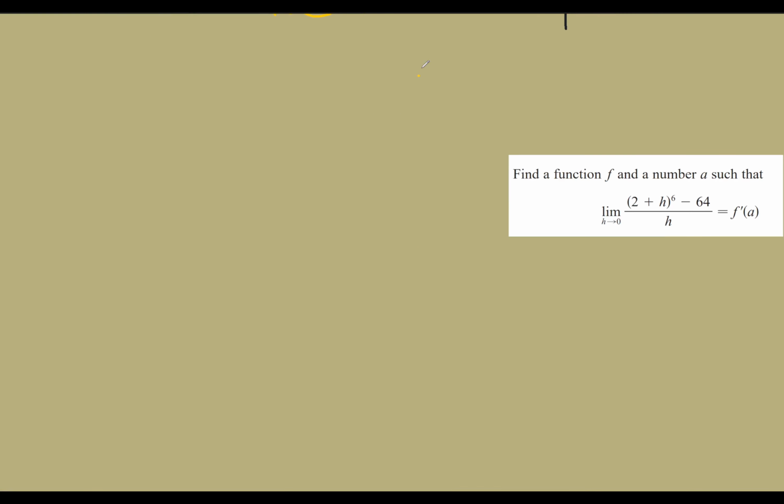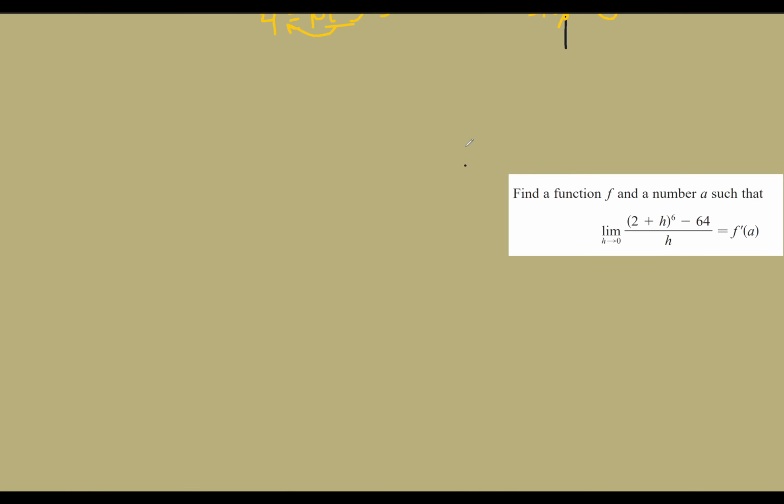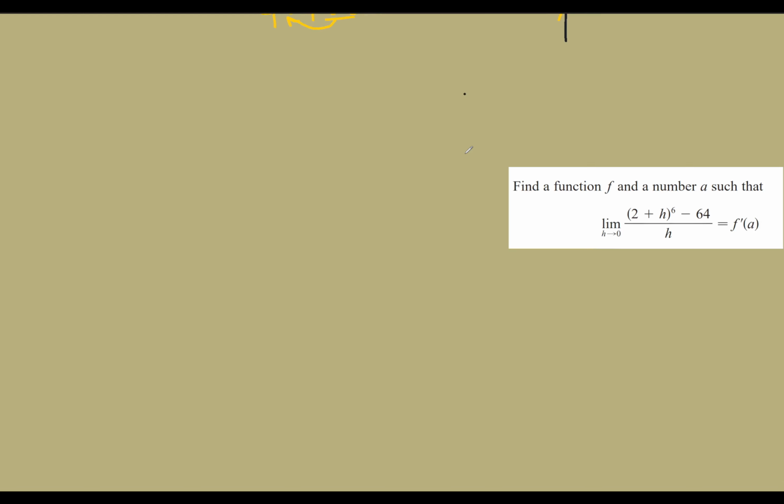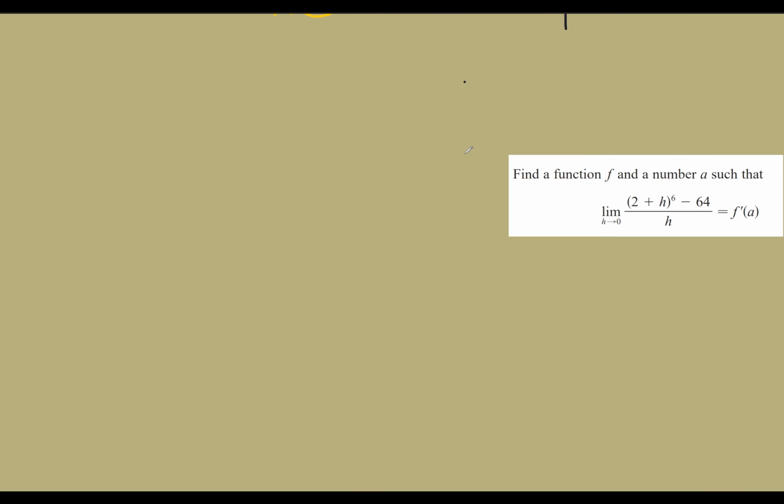Now let's come down to the next one that I thought was kind of tricky. This could be in a chapter review for you, so let's pay attention to this. Find a function and a number A such that this scary thing is equal to f prime of A. This is the kind of thing I feel like a student is likely to get stuck on because it takes me a second to think about what the heck they're actually asking.